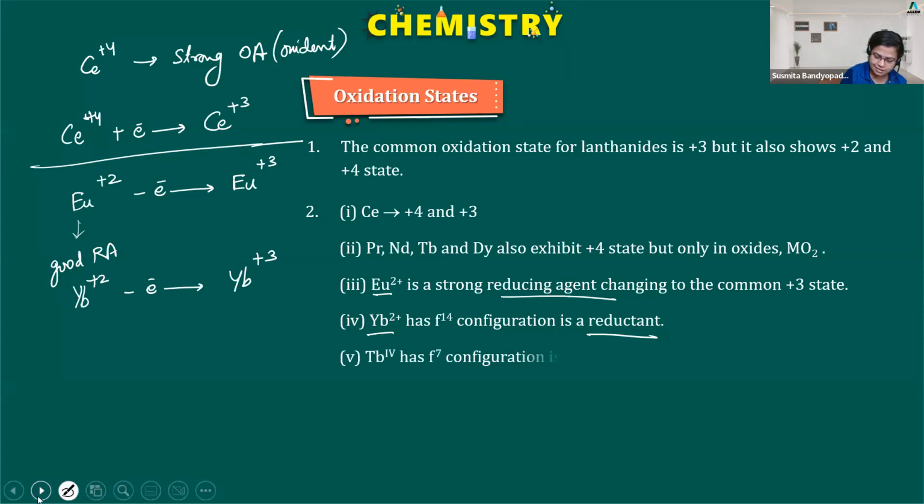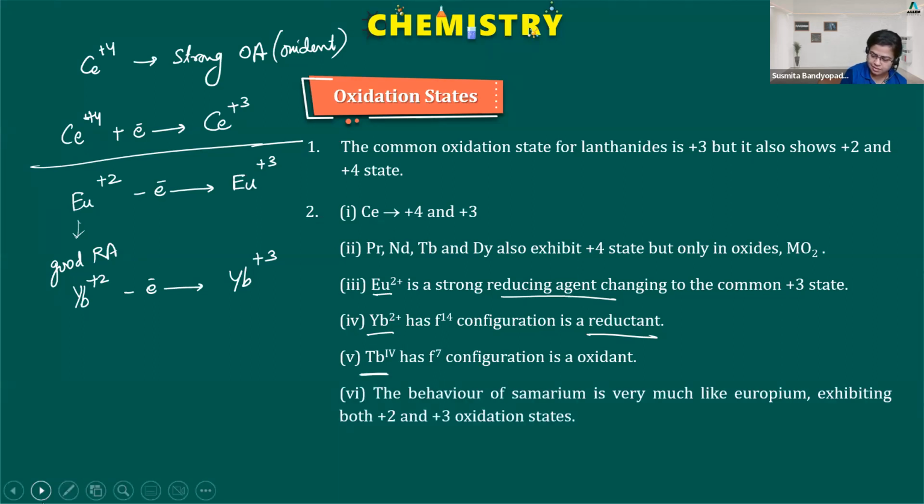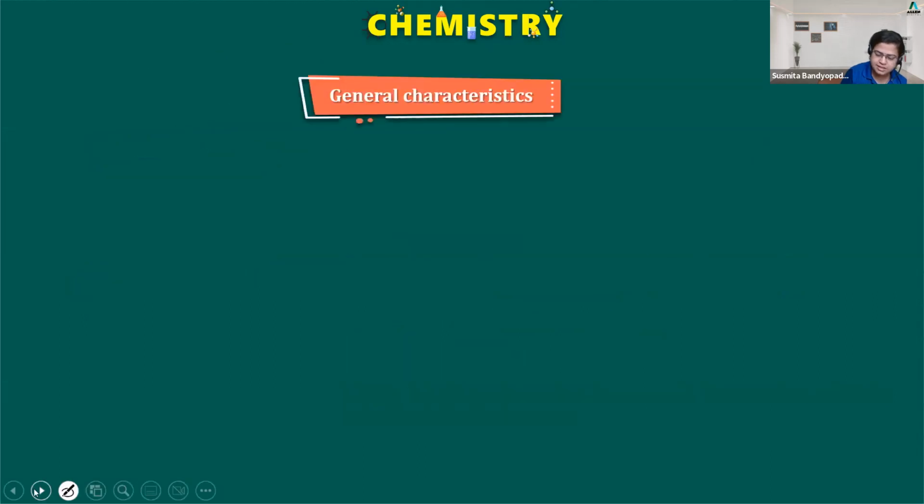Important. Same reason: if it's +4, it will be an oxidant; +2, it will be a good reductant. Sm, like Eu, can show both +2 and +3 states. Cerium, +3 and +4. I understand that a lot of facts are there, but see how the electronic configuration I said, except cerium and gadolinium also, the remaining you can correlate. Try to remember the symbols and the atomic numbers also.